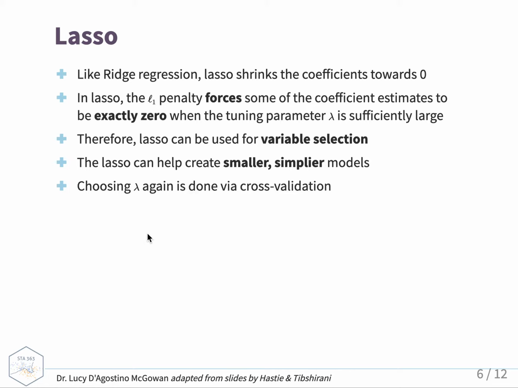Choosing lambda, again, is done via cross-validation, so the same method you'd use to pick lambda for ridge, where we're dealing with this bias-variance trade-off, where essentially you're sacrificing a little bit of bias to improve the variance.